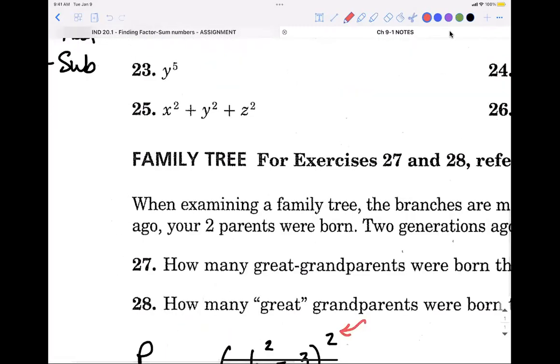I don't think you even have one like this on your homework. Nope. So I'm not going to worry about doing it. You don't even have one like this on your homework.